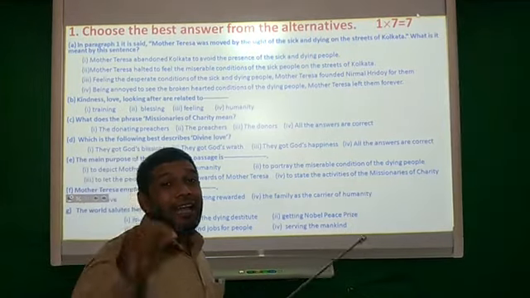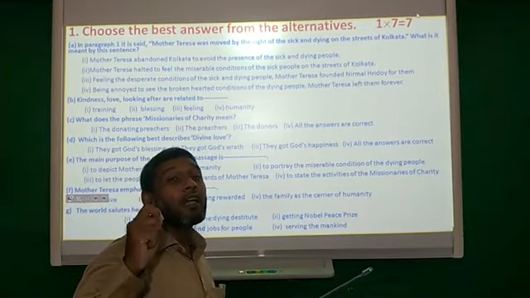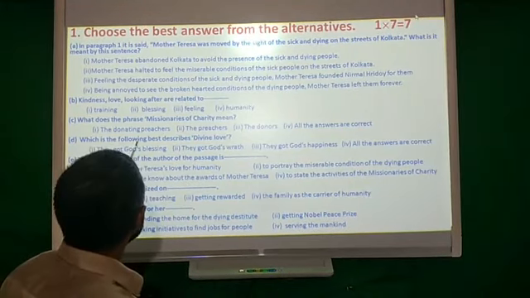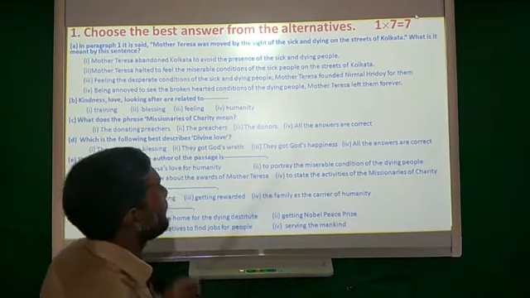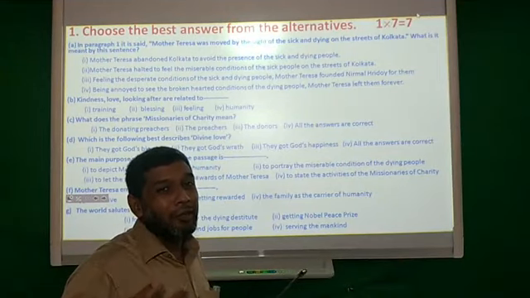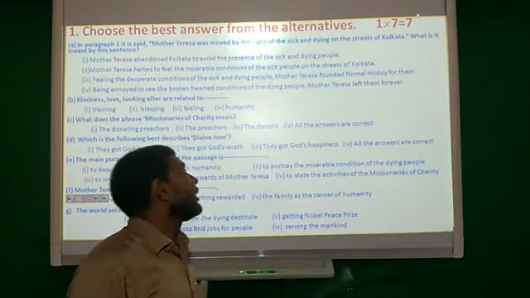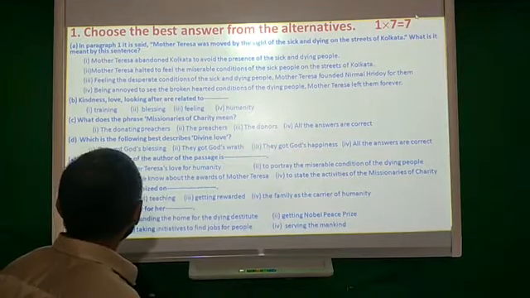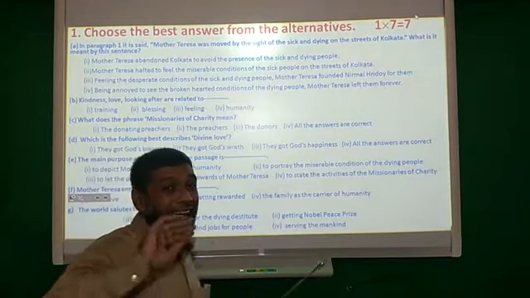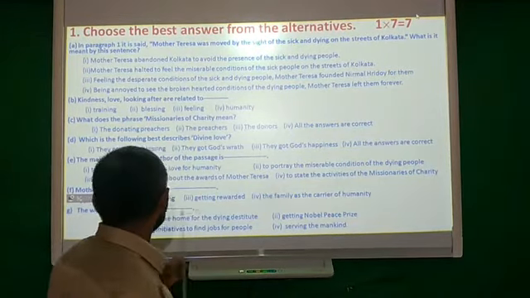So here a phrase is asked, what the phrase means. Again, which of the following best describes divine love. Again, it's a word meaning; you are asked to give the meaning of divine love. Again, the main purpose of the author of the passage is, this is another type of question.